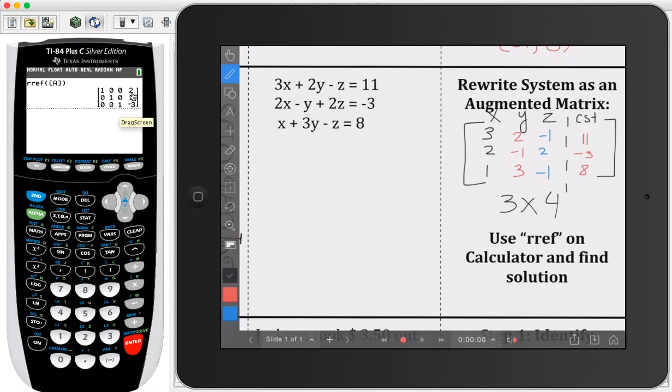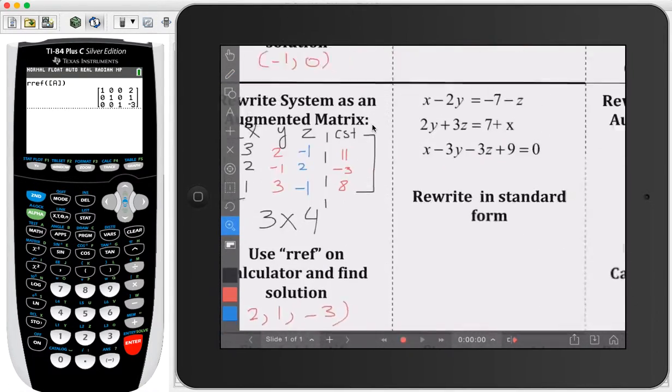X is going to be equal to 2, y equals 1, and z equals negative 3. So let's write down the solution. We have 2, 1, negative 3. And that's the solution of this system. Now let's move on to our next example.